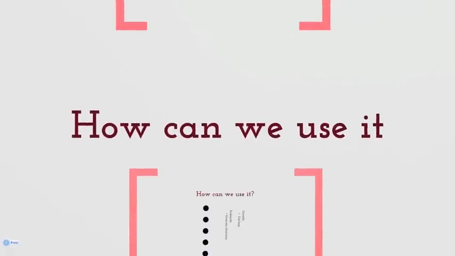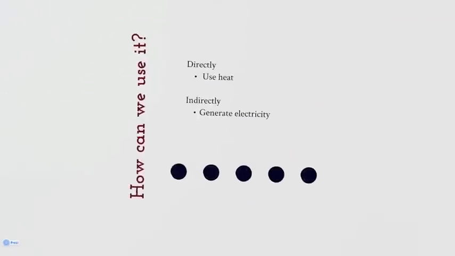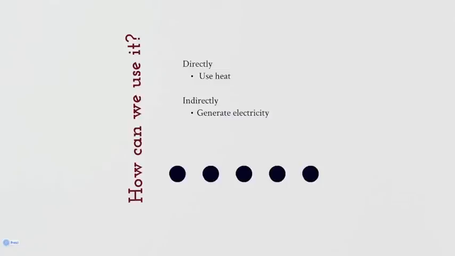Now we know there's a lot of energy beneath us, but the question we need to ask ourselves is how can we use it? Geothermal energy can be utilized directly, which implies using it as a direct source of heat, or it can be utilized indirectly, which means that we can use this heat and generate electricity from it.